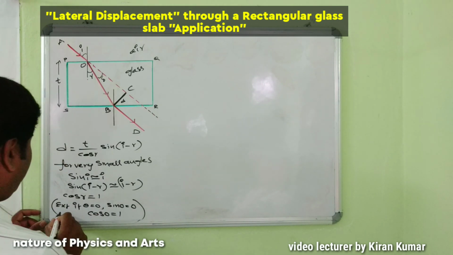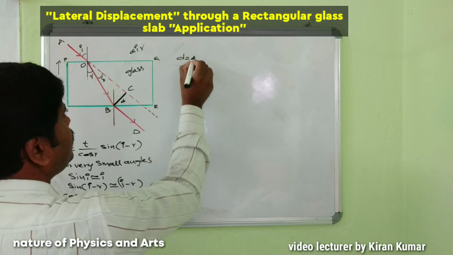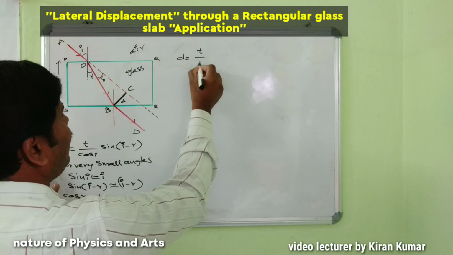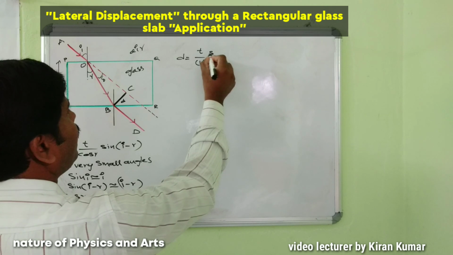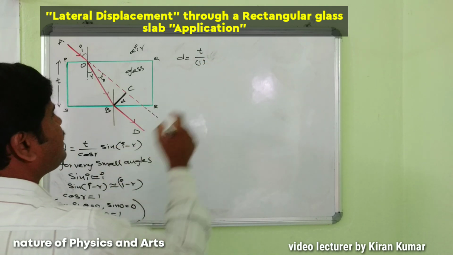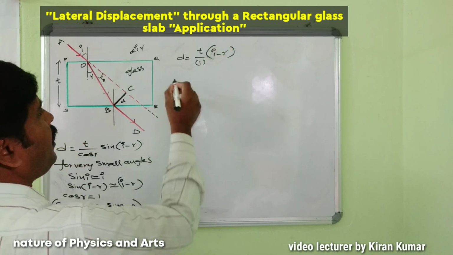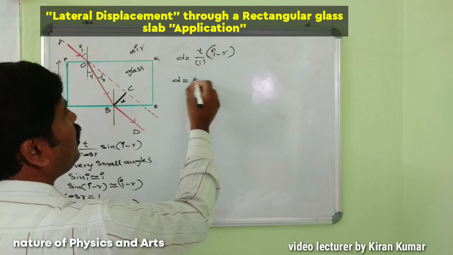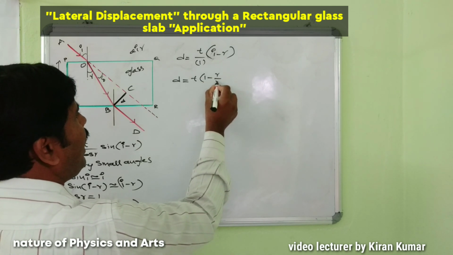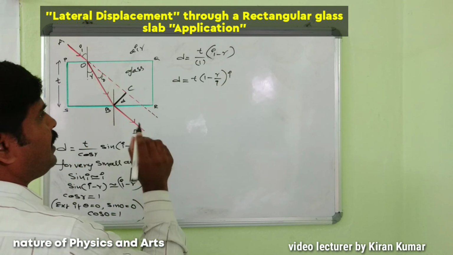Now the resultant equation for the lateral displacement d is equal to t divided by cos r, which is 1, and sin(i minus r), which we can write as i minus r. Okay, so d is equal to t times (1 minus r by i), times i. Here i is common. Try to understand.